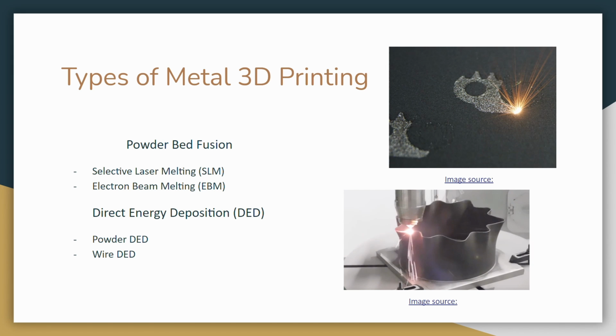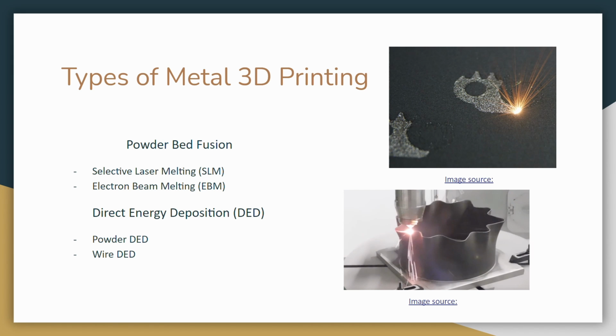There's also EBM, or electron beam melting, which uses a similar process to SLM, but uses an electron beam rather than a laser to fuse the material. This results in a faster yet less accurate part than SLM processes.